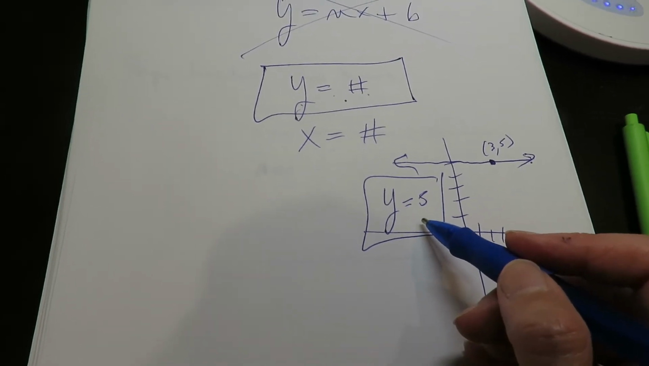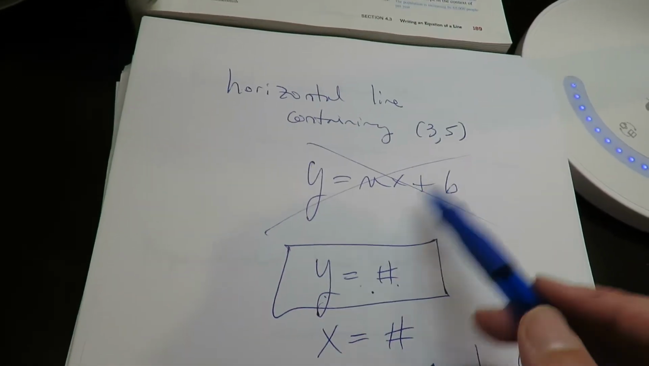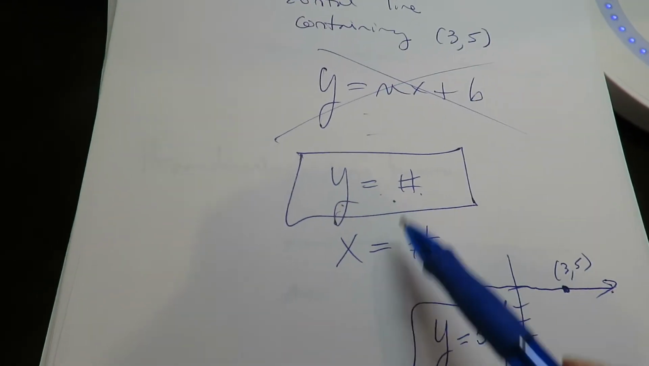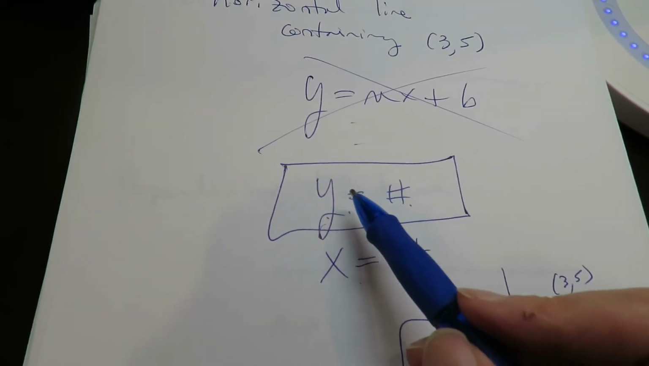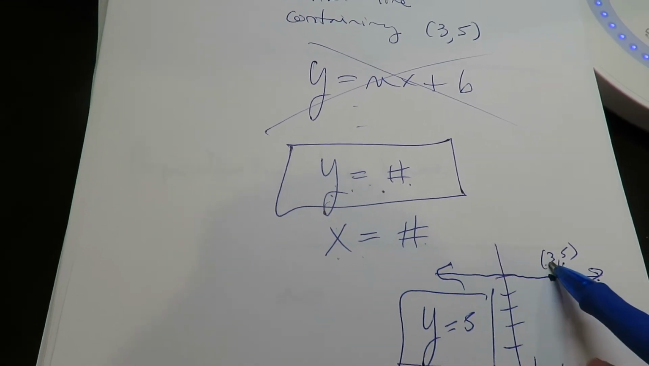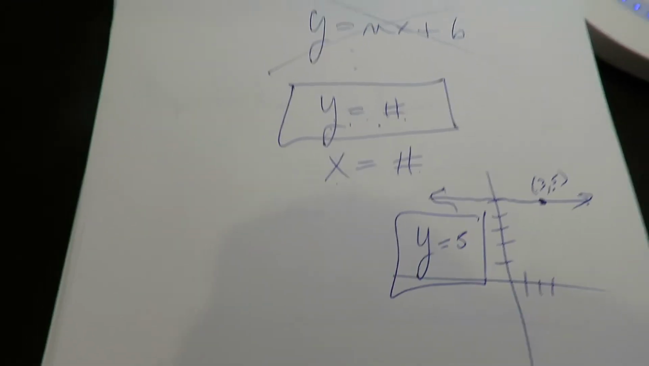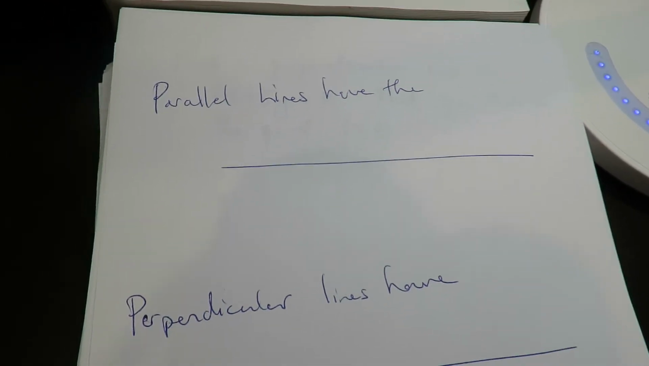You have to be really careful. These vertical and horizontal lines have real specific equations. They don't apply to the general equation. It's this for horizontal, it's this for vertical. So for a horizontal, y equals the y value. For vertical, x equals the x value. All right, let's see what else I got going on.